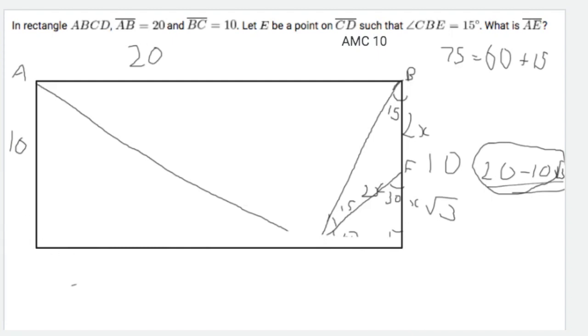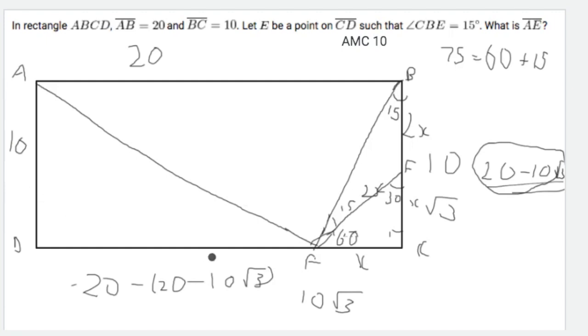Okay. So to find the length, now pretend this is F. To find DF, all you have to do is subtract CF from CD. From our previous calculations, we know the side opposite 30 degrees is x, and x is 20 minus 10 square root of 3, and we have CD, which is 20. So 20 minus 20 minus 10 square root of 3, and the 20s cancel out, and the negative becomes positive, which leaves 10 square root of 3.